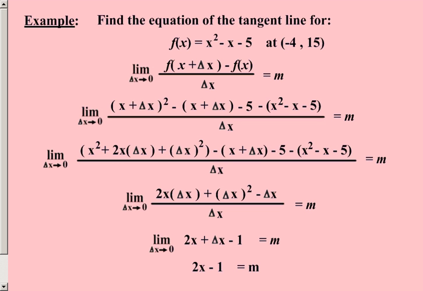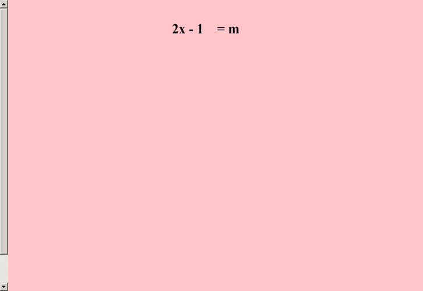Okay, so from this function, we can evaluate the slope of any line by plugging in where on the line you actually want to look at. In this case, we were told to look at (-4, 15). So we're going to take x out of our slope expression of our tangent line and replace it with -4 and simplify, and we have a slope of -9 at that particular location.